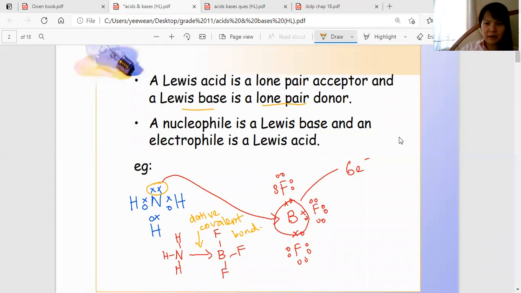So without looking at the H+ like Bronsted-Lowry, this time we look at the lone pair of electrons. So this makes ammonia a Lewis base and BF3 a Lewis acid.